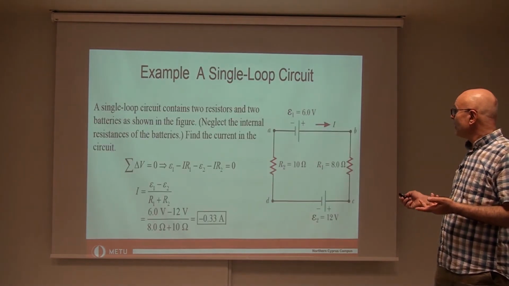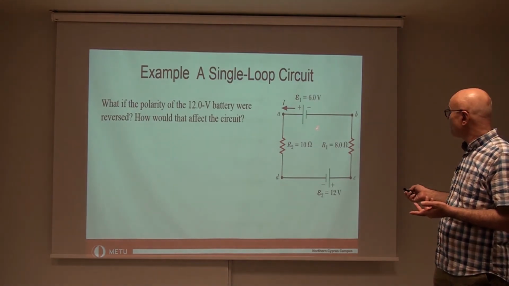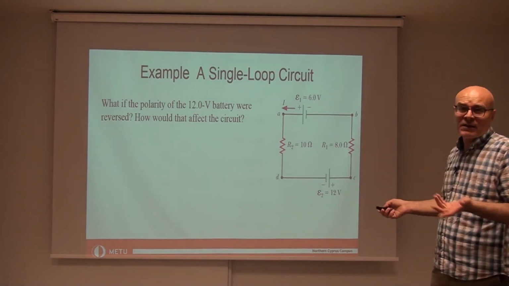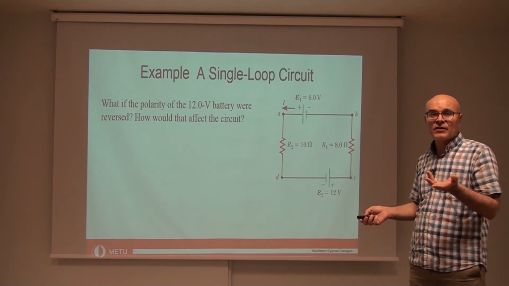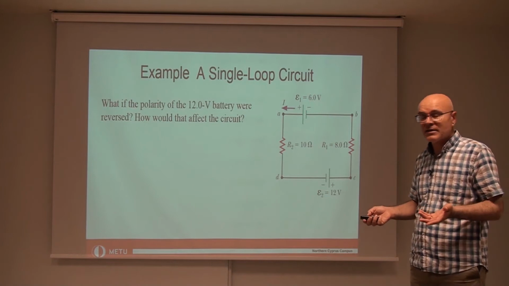So rather than having it this way, it is switched. Okay, so this is the negative, and this is the positive. In this case, what will happen? Well, I could have kept the current in the same direction, I mean clockwise, but let me assume that I have also switched the direction of the current. In this case, how would this affect the circuit? Would the current change in this case?